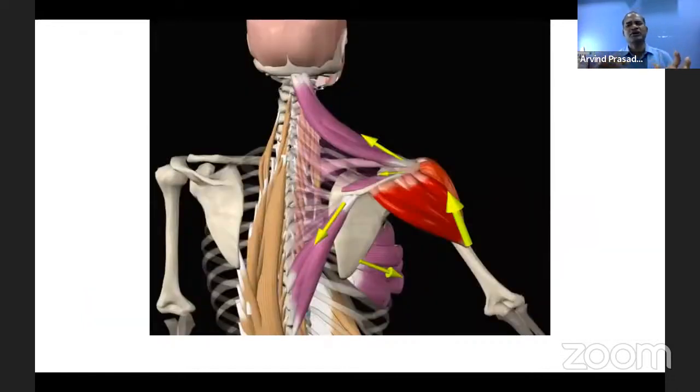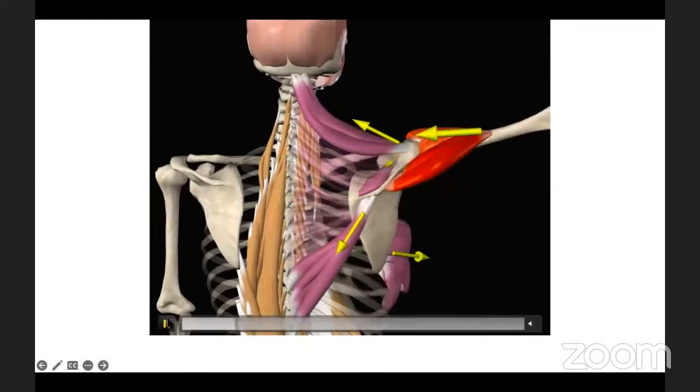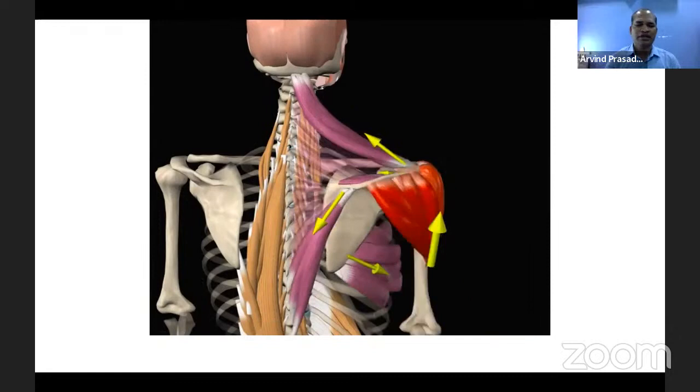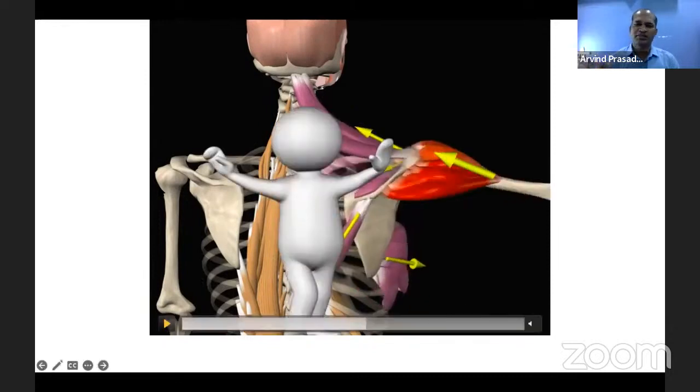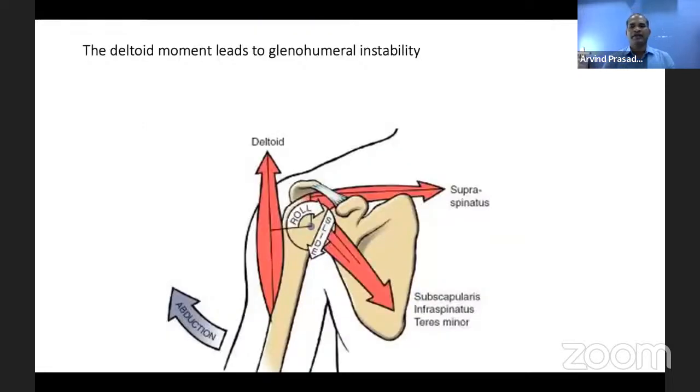Along with the deltoid and the rotator cuff, there are other muscles that work around the shoulder joint that help ease the mobility of the shoulder joint. And the deltoid has its fulcrum superiorly. So with abduction, the humeral head tries to go up. This gives instability to the shoulder joint, but because of the supraspinatus, it is kept in the shoulder joint.